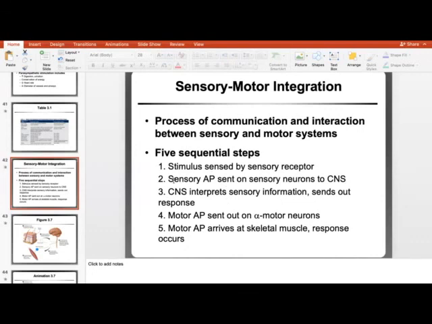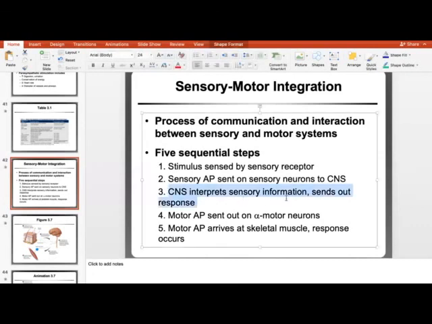The central nervous system somehow is going to interpret all of this information. Don't know how it does that. This is all theoretical. You won't be able to answer that. And then it's going to send out a response. All right. This is the whole reason why this is all theoretical.